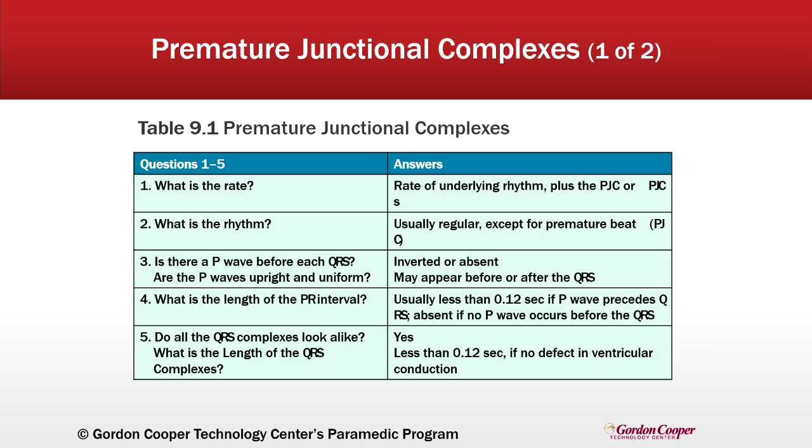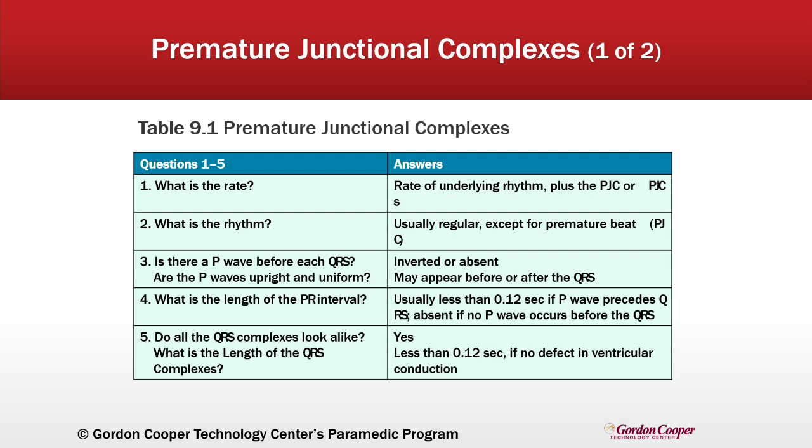So PJCs, what is the rate? We see the rate of the underlying rhythm. Remember, when we talked about premature beats with atrial, I said you've got to determine the underlying rhythm. So say it was a sinus rhythm and it had a PJC, it would be sinus rhythm with a PJC, not just a PJC. Rhythm is usually regular, of course, except for that premature beat.